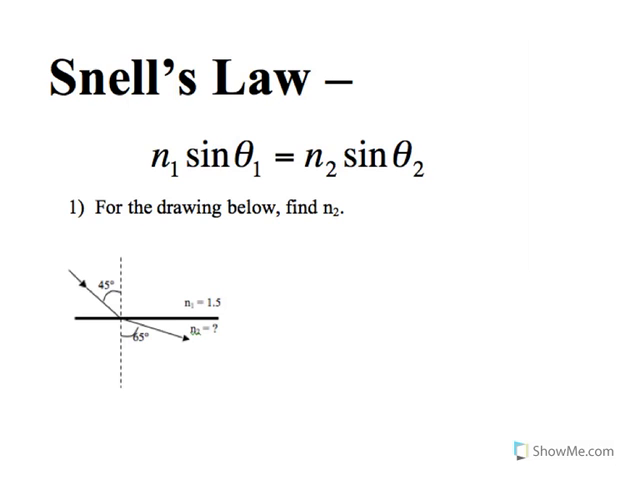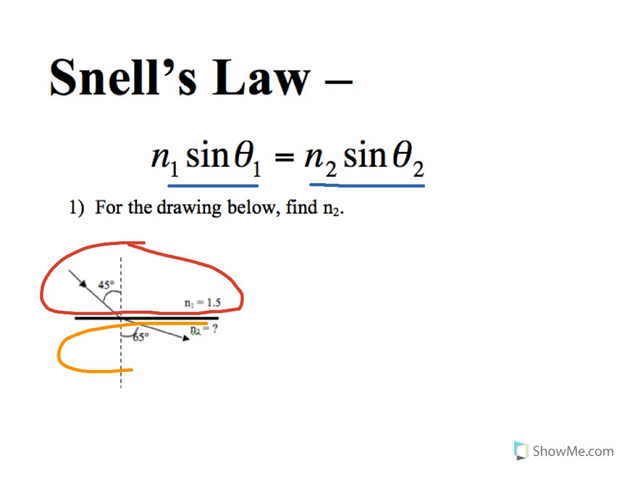All right, what happens here is we're going to pair up anything in one medium. When you take the index of refraction times the sine of that angle, it's going to equal the index of refraction of a second medium times the angle in that medium. So the only thing you have to look out for is just make sure that the angle matches the index of refraction in this medium and that the angle equals the index of refraction in this medium. That's all you have to pay attention to.